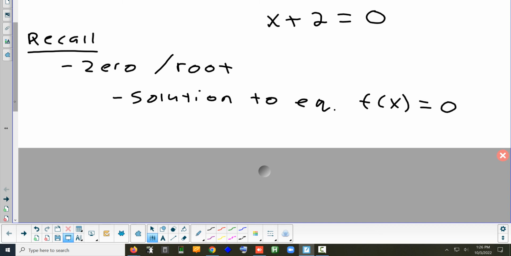Okay, so any question on that idea? What it means if a number is a 0 of an equation? Yeah, go ahead.